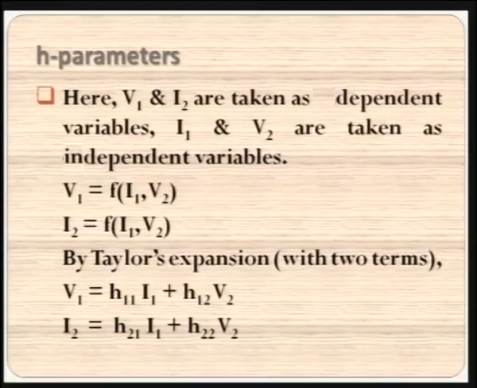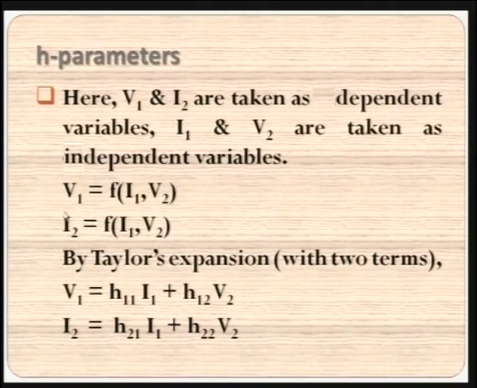So, this has given us some idea about the parameters that we consider in the case of a transistor. Now, let us take up the main parameter, that is the H parameter. What are taken as dependent variables and what are taken as independent variables in H parameters? Let us have a look at that. In the H parameter, we have V1 and I2 as dependent variables. On the other hand, I1 and V2 are taken as independent variables.